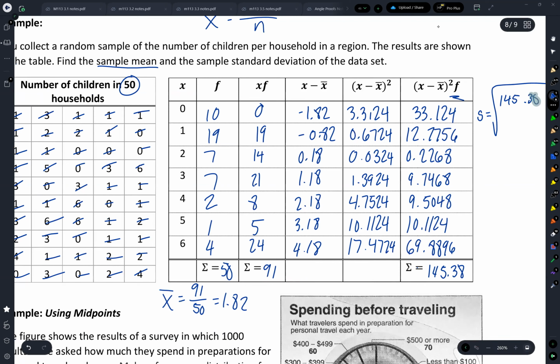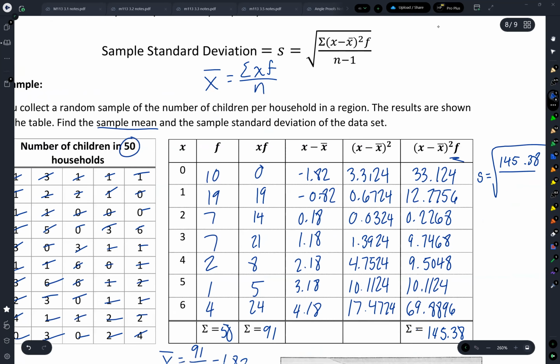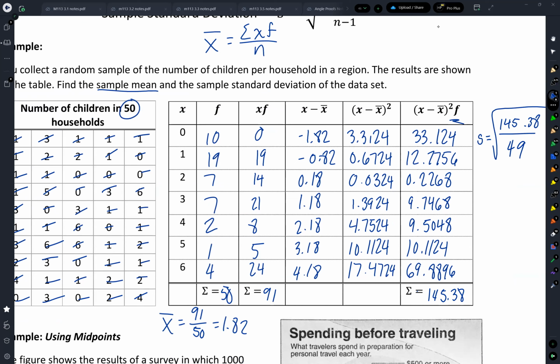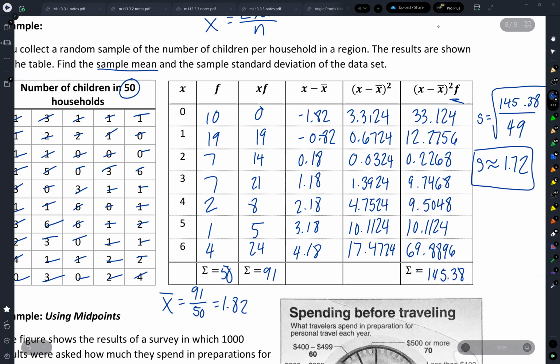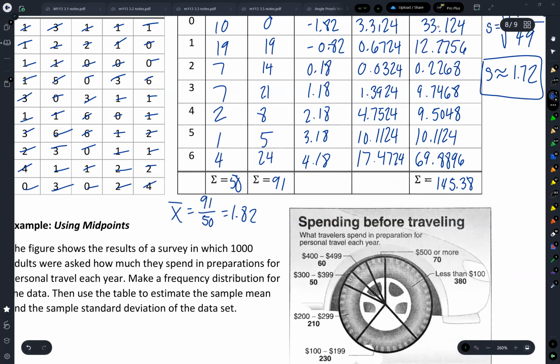Okay, so our sample standard deviation is going to be the square root of 145.38, this numerator being the sum we just found, divided by n minus 1 this time. If n is 50, we would be dividing by 49. Doing that and then taking the square root, we're going to get approximately 1.72. Wonderful. Okay, so that is our sample standard deviation for this frequency distribution.